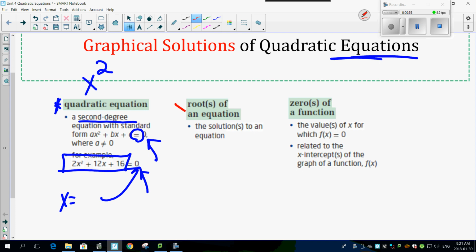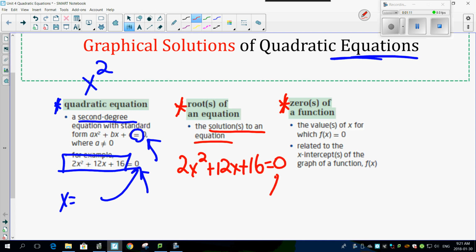Here's a little blast from a couple of podcasts ago: something called a root and another one called a 0. Now, roots of equations are the solutions to the equations. That doesn't necessarily mean that 2x squared plus 12x plus 16 has to equal 0. That could actually equal a number, and then we have to figure it out. But a 0 of the function is where the entire function does equal 0. So you could have x squared plus 10x plus 5 equal to 0. That's looking for the zeros.